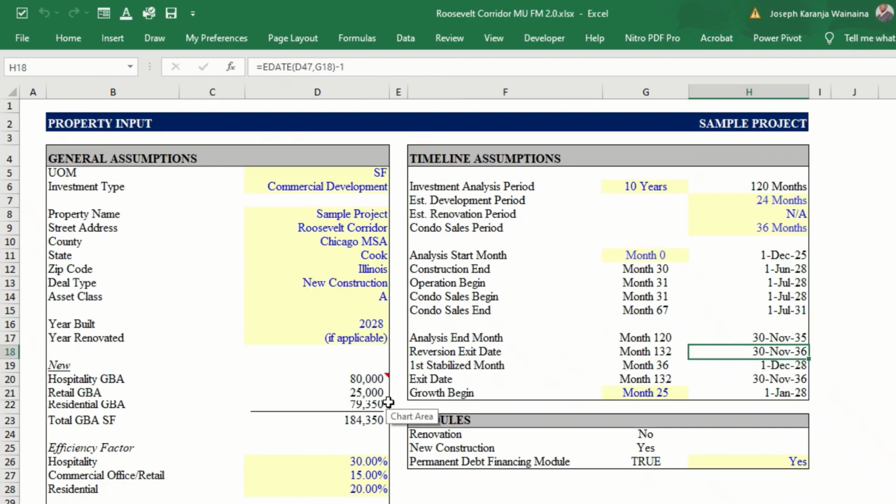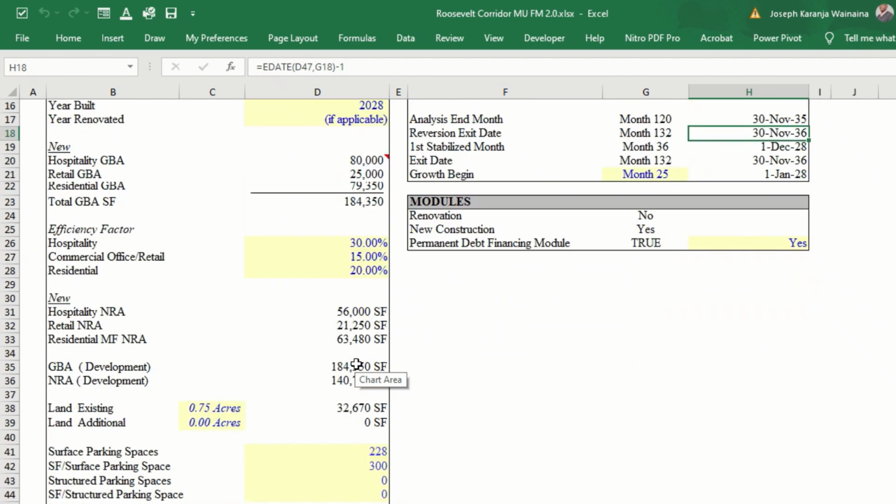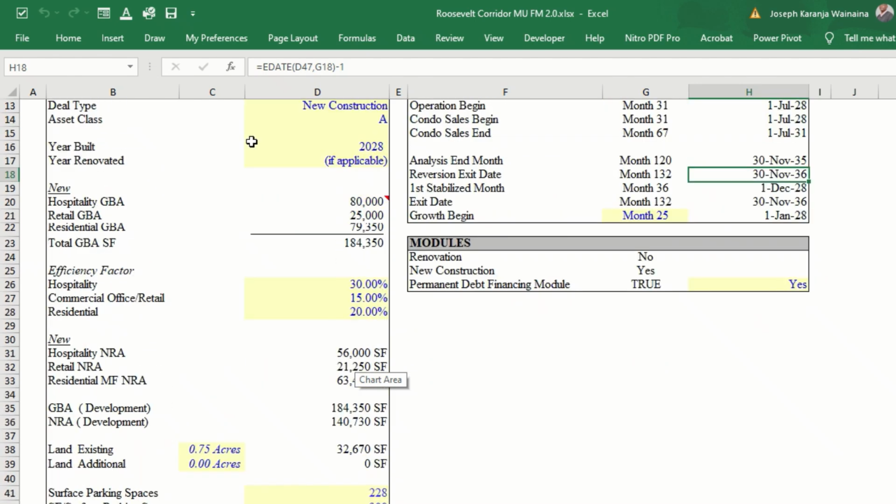So here is the property input. So these are the input section. You can see here is where we indicate the details of the project. That's where we detail everything.